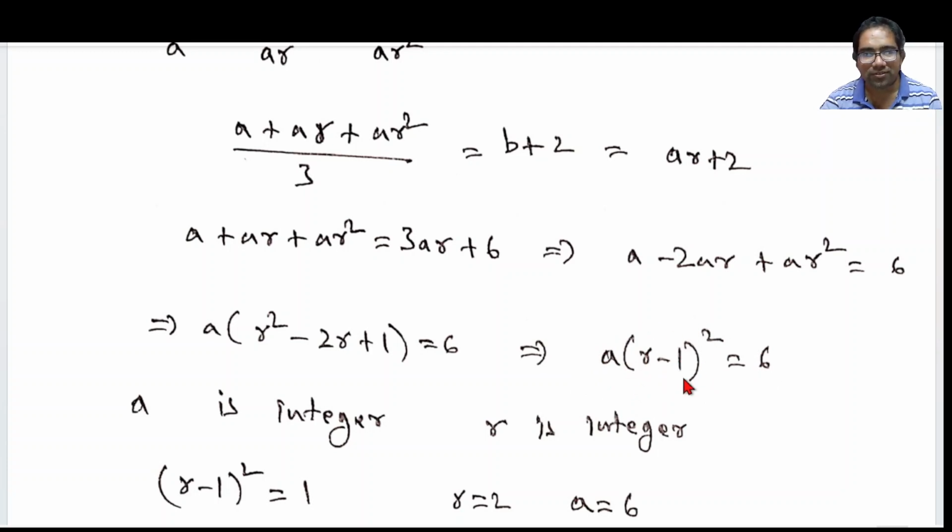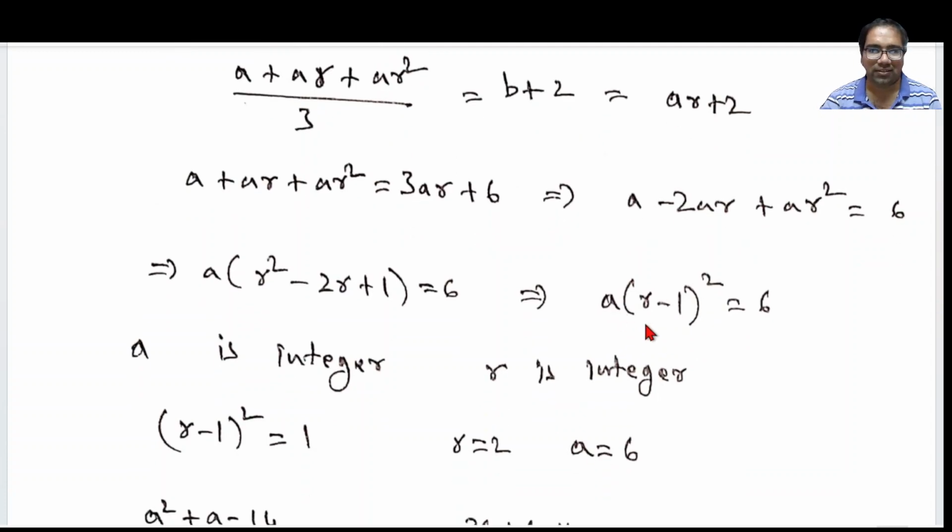r minus 1 square should be equal to 1, right? That is the only option. Then a becomes 6. Then r becomes 2. Right. This is the product of two integers, please note, and this is actually a perfect square also. So this can be either 1 or 4. If it is 4, then a cannot be an integer. So r minus 1 square should be 1. That means a equals 6 and r equals 2.